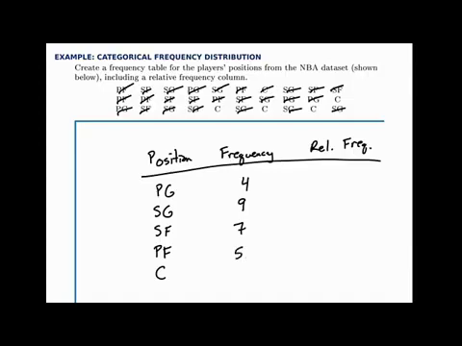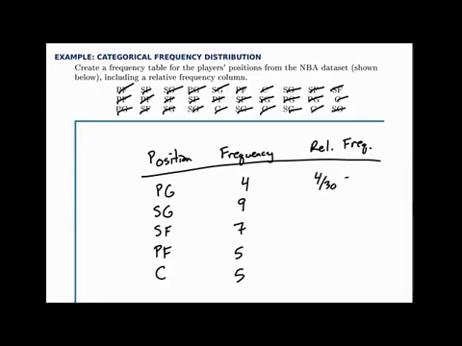And then for centers, we have 1, 2, 3, 4, and 5. And notice that if we add up those frequencies, we should get the total number that we have, which is 30. So we should get 30 if we add those up, and you can check that by adding those frequencies. For the relative frequency, we need to divide each frequency by the total number that we have in our sample, which is, again, 30. So for the relative frequency of point guards, we would divide 4 by 30.